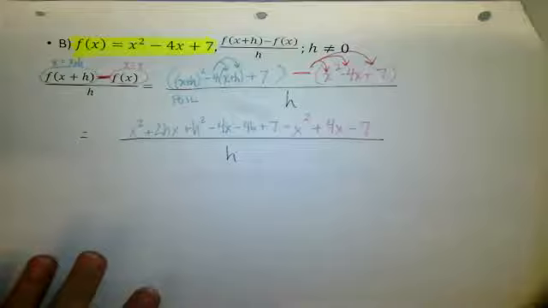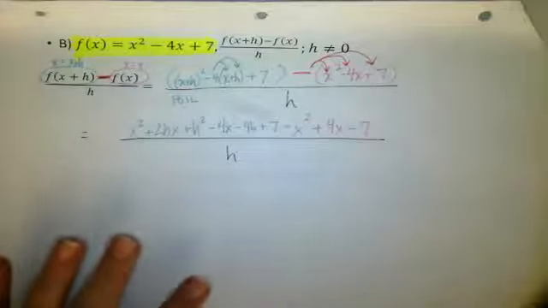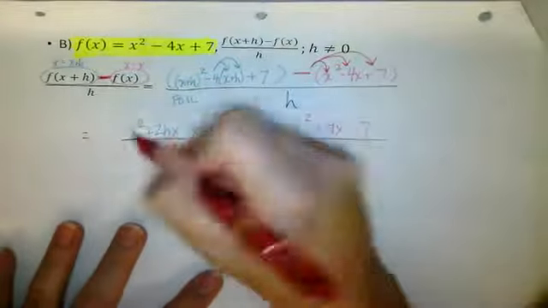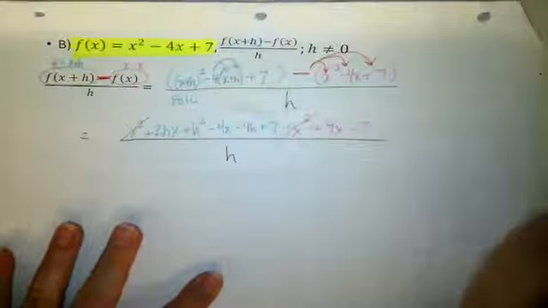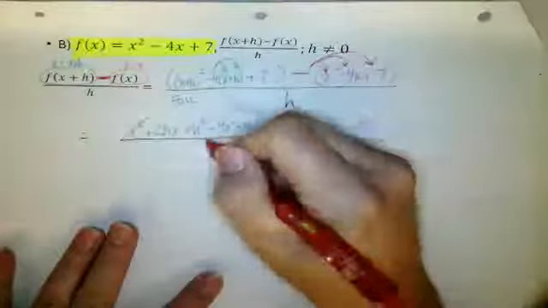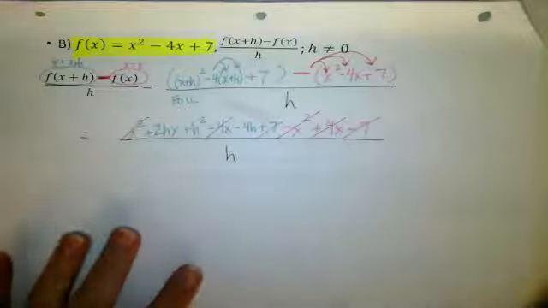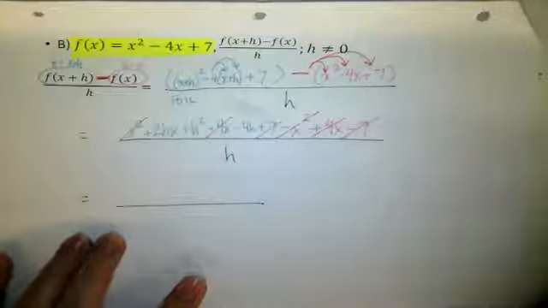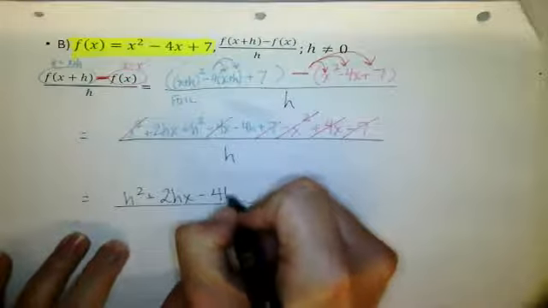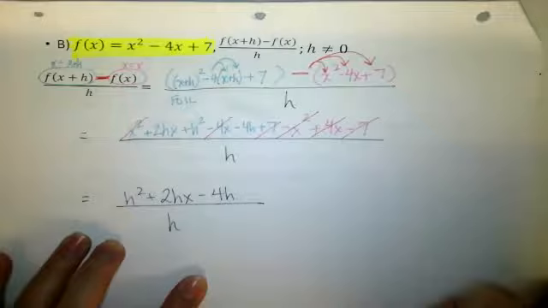All right, what cleans up? This is my favorite part. X squared and negative x squared. What else? Negative 4x and positive 4x. Positive 7 and negative 7. Lots of cleanup there. Super fun crossing stuff off a list. All right, what's left over? H squared plus 2hx. Good, minus 4h, all divided by h.